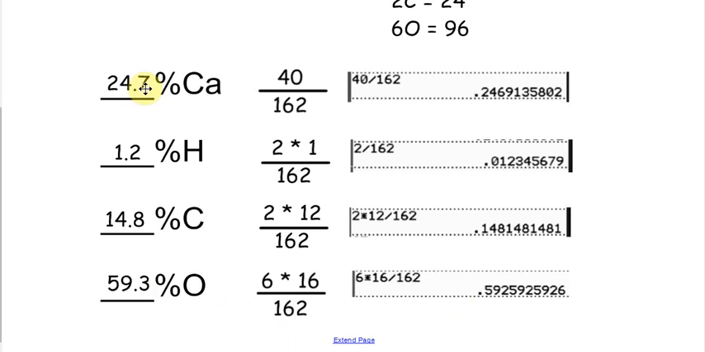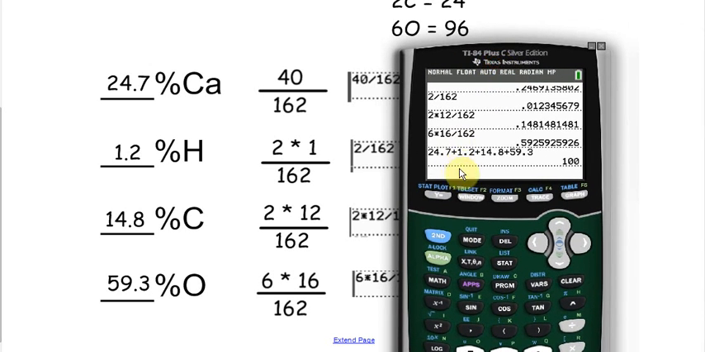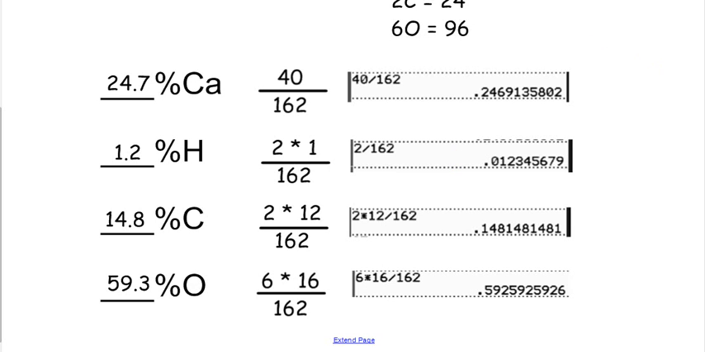Now, ideally, if we've rounded off correctly, we should get a number pretty close to 100. If you take 24.7 plus 1.2 plus 14.8 plus 59.3, sure enough, you're going to get exactly 100 as your answer. And I'll show you that. Let me bring the calculator screen in here. There, I added them all up. I get exactly 100%, which is exactly what we expected.